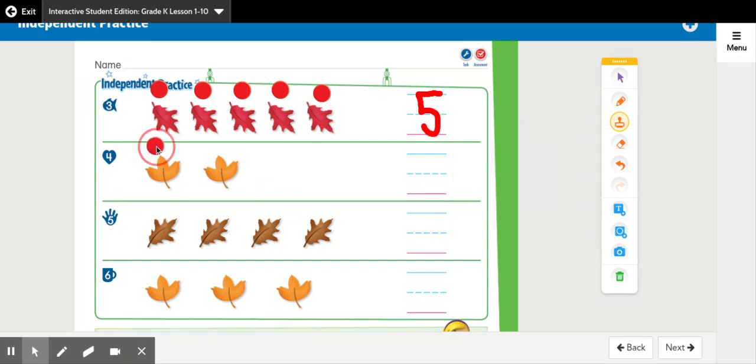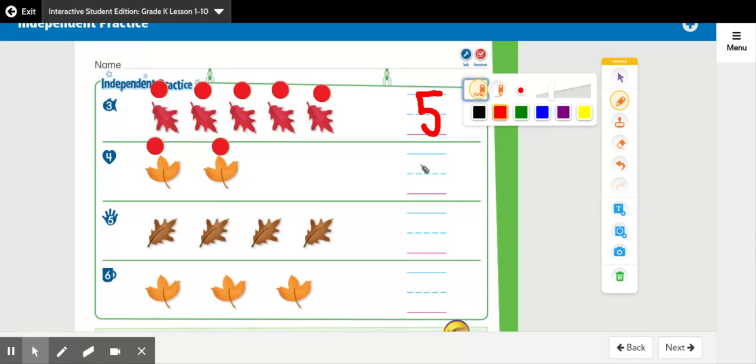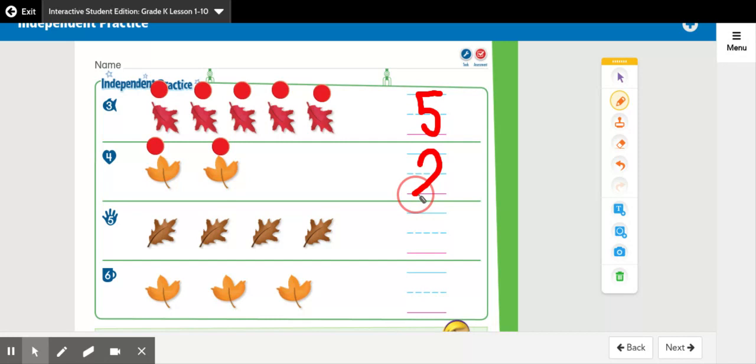All right, let's do the same thing for number 4. We have 1 counter and another counter. We have 2 counters, 1, 2, and 2 leaves, 1, 2. So I know there are 2 leaves because I used 2 counters. 1 counter for each leaf. Now let's write our number 2. Up, around, and down, and across.